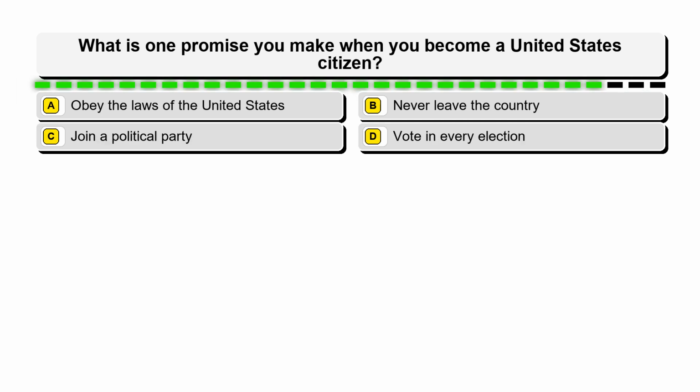Question 133. What is one promise you make when you become a United States citizen? Option A, obey the laws of the United States. Option B, never leave the country. Option C, join a political party. Option D, vote in every election.